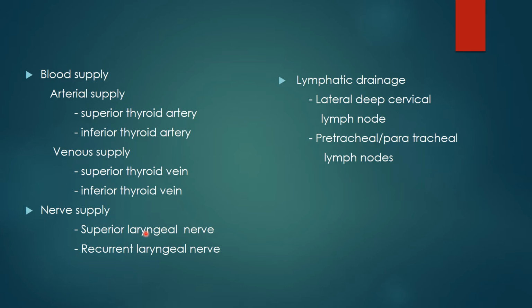Two nerves are very important which supply the thyroid gland. One is the superior laryngeal nerve and the other is the recurrent laryngeal nerve. The thyroid gland drains its lymphatic fluid by two lymphoid systems. One is the lateral deep cervical lymph nodes, the other is the pretracheal or paratracheal lymph nodes.